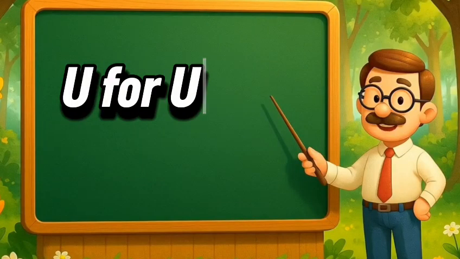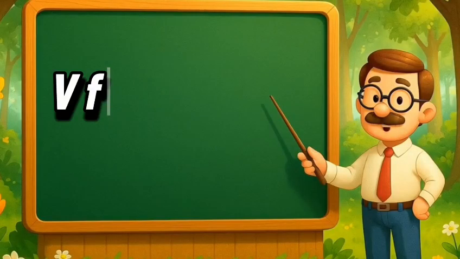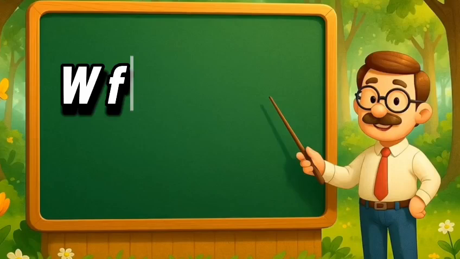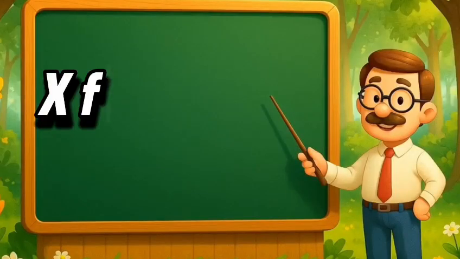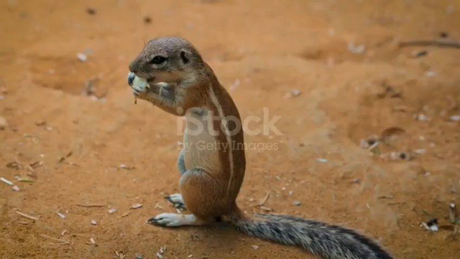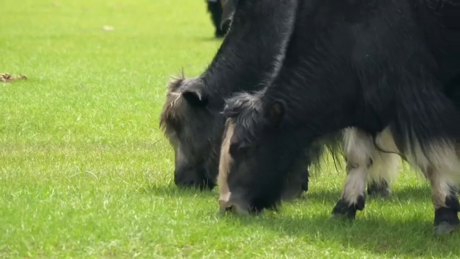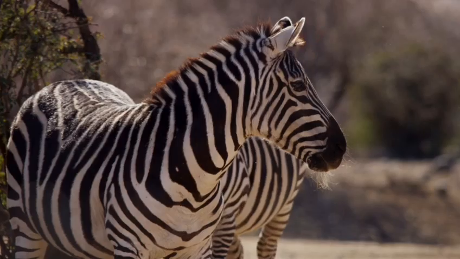And U for Uriel. And V for vulture. And W for wolf. And X for Xerus. Y for yak. Z for zebra.